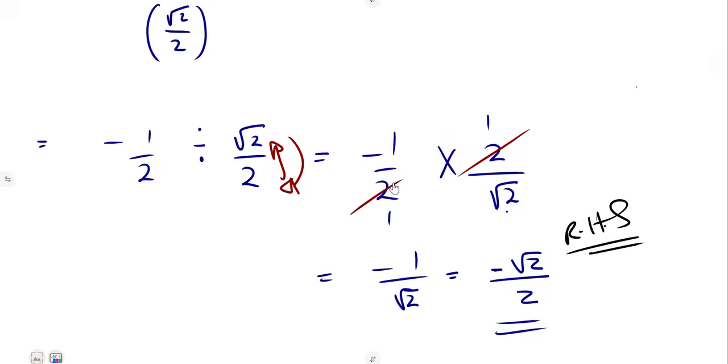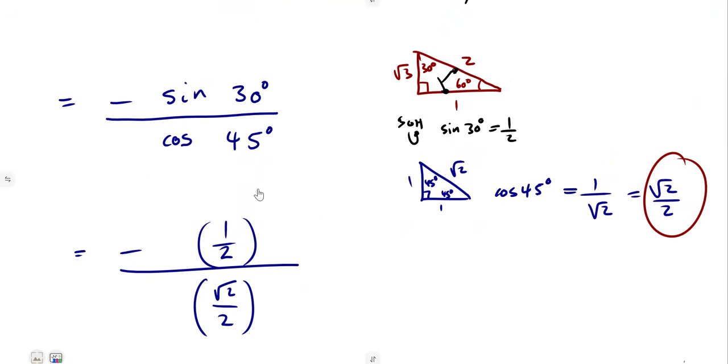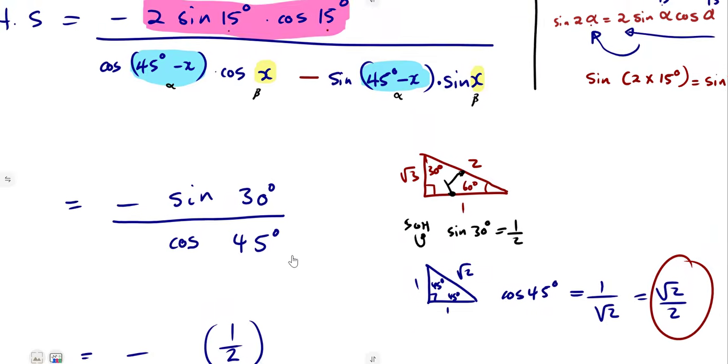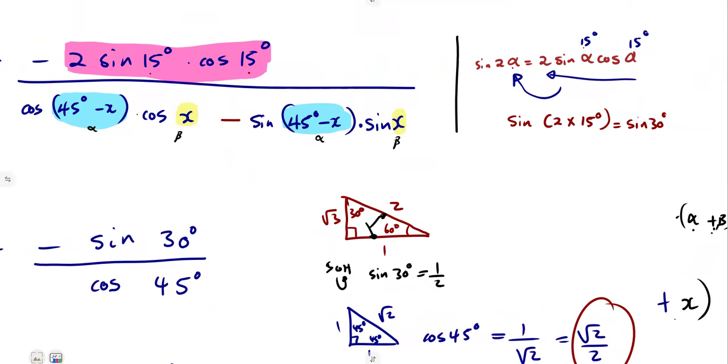So this one is just simplification now. The exact part was here: use of identities. Know your identities, guys. Know your identities. There is no way. Know them.